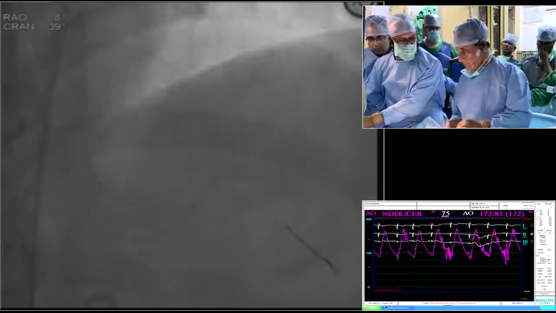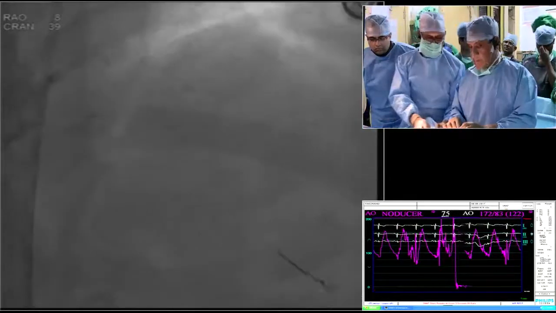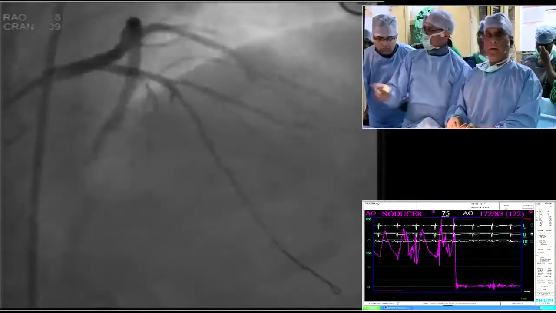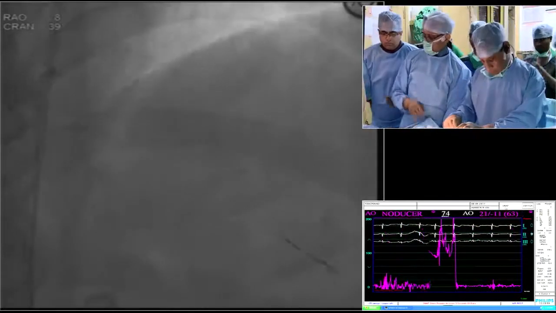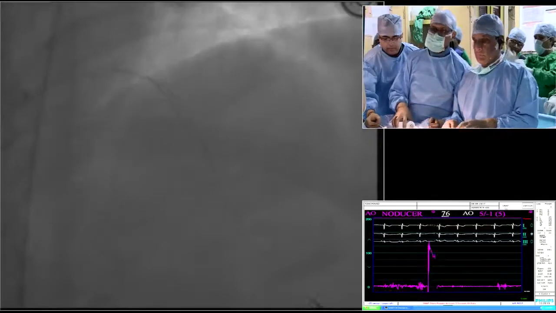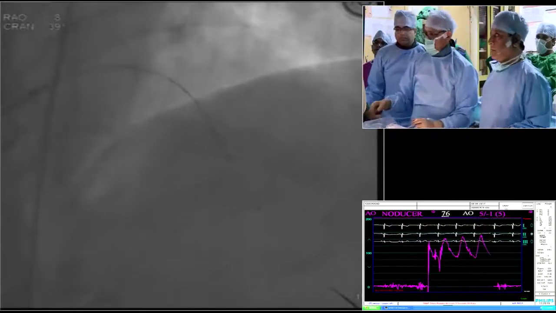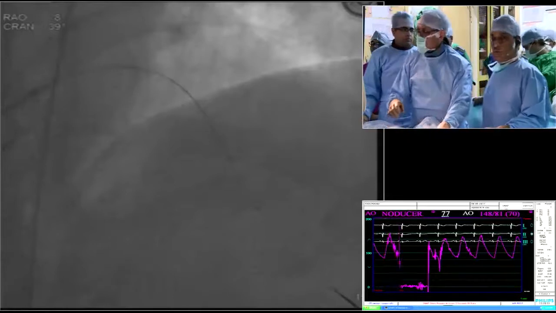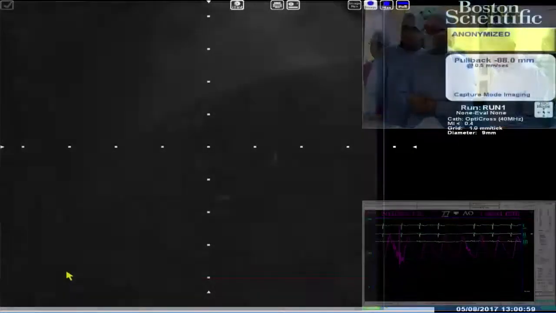Good. Now, how would they show IVUS? Connected. Yeah. Okay. Good. Okay, start. Now IVUS is being shown there.